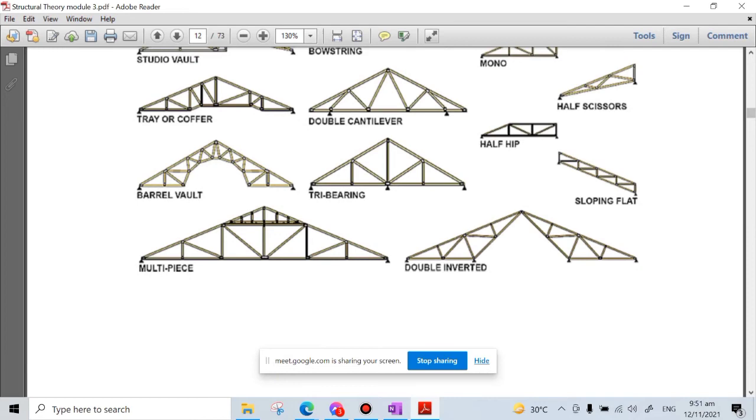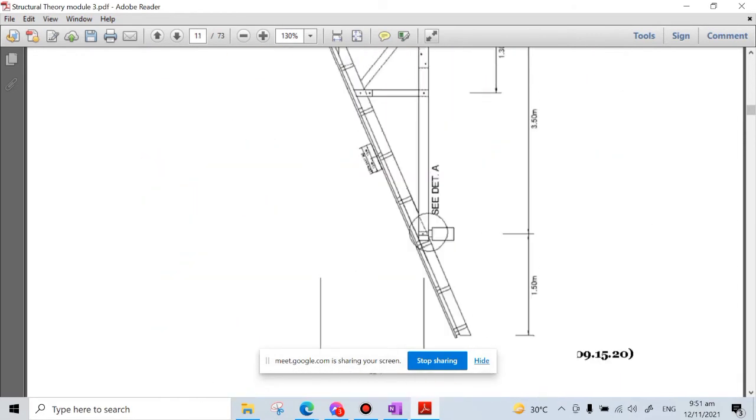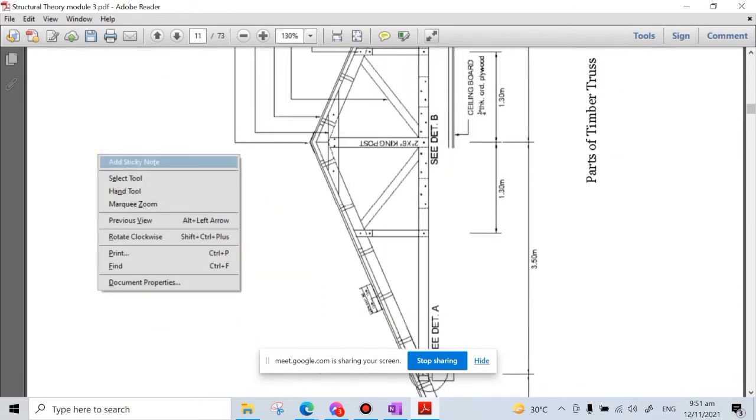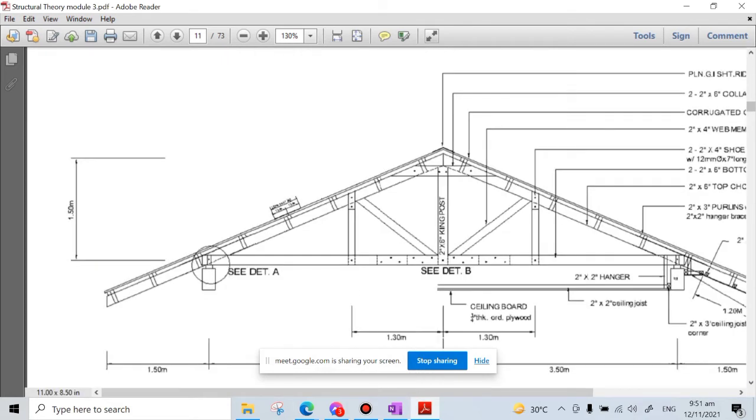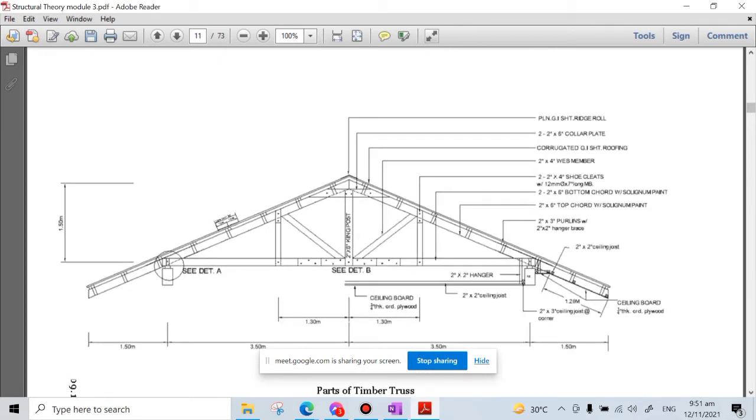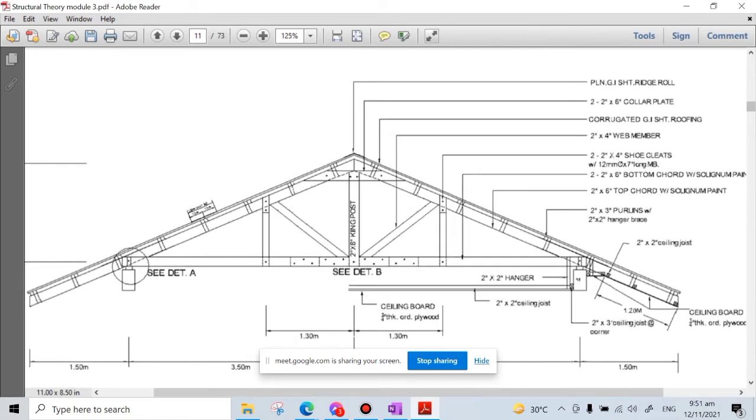Okay, so balikan natin to. Ito yung mga parts ng timber truss. Ginawa ko to sa AutoCAD. Isa to sa mga plano na ginawa ko nakaraan. Timber yung ginamit nila.